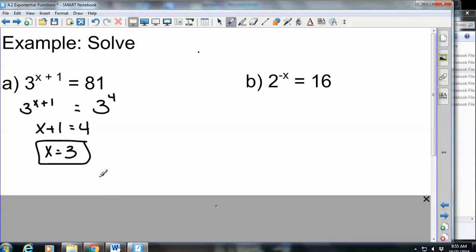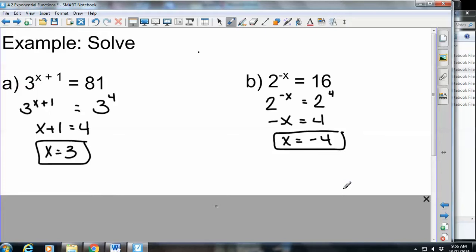Nice thing about these, they are very easy to check. All you have to do is come up here. If I put this in, 3 to the 3 plus 1 power is 3 to the 4th, and that's 81. So you can always plug them back into the original to check. Alright, B. 2 to the negative x power equals 16. So, how am I going to rewrite this problem? 16 is 2 to the 4th. So you can drop your base, set your exponents equal. Divide by negative 1, so x is negative 4.